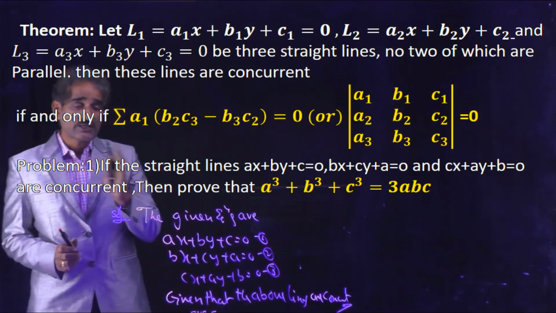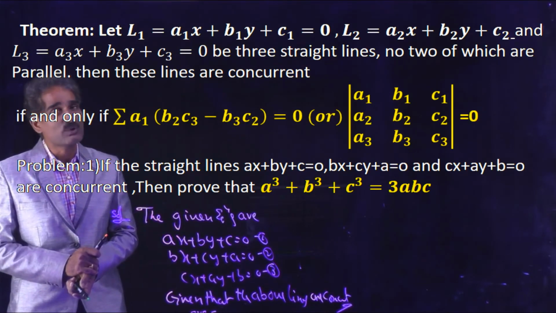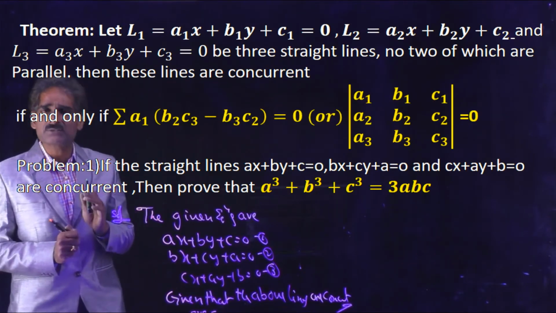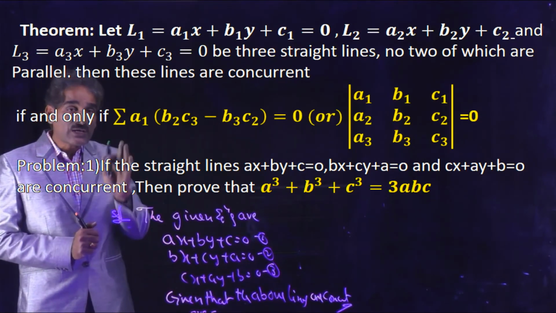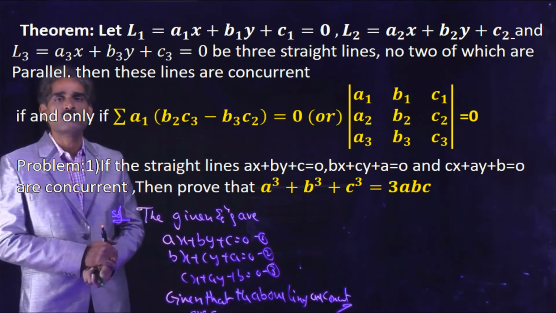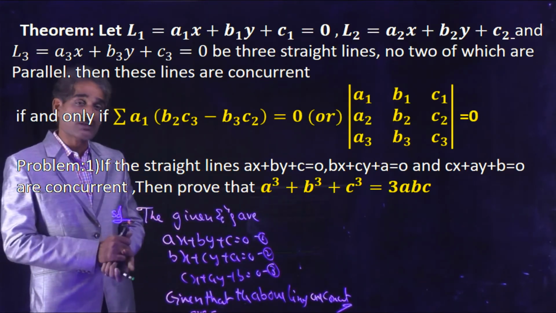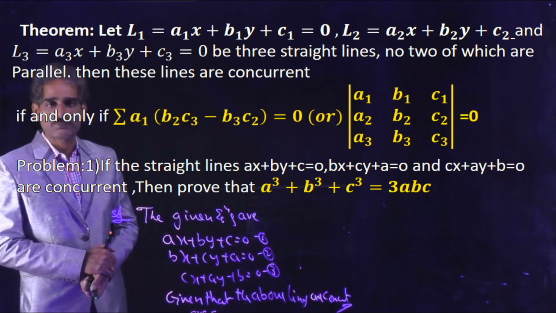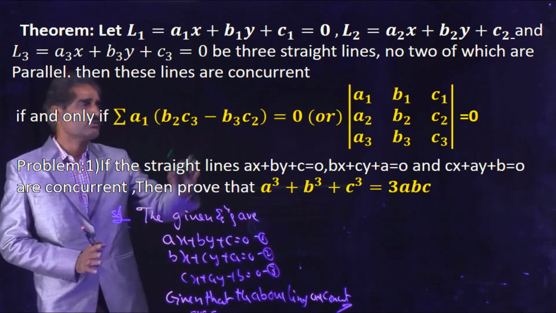Generally, concurrent lines means they are passing through one common point. Already we discussed concurrent lines and the point of concurrency, but that method takes some time. From an objective point of view, you can't use that type of method. So for that, we are introducing these two formulas. With the help of these two formulas, we can find out whether the given lines are concurrent or not, and we can find the condition in case the lines are concurrent. Just remember these two formulas. You can use any one of these.